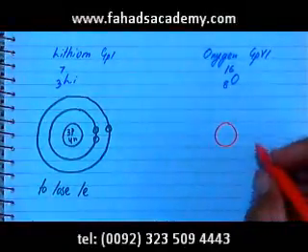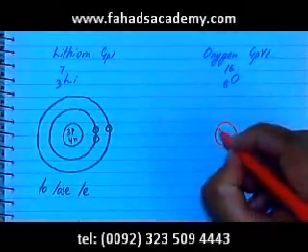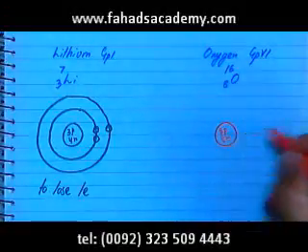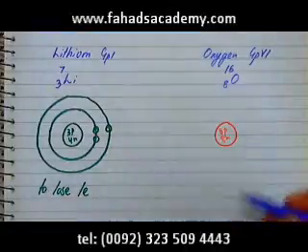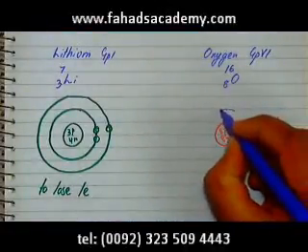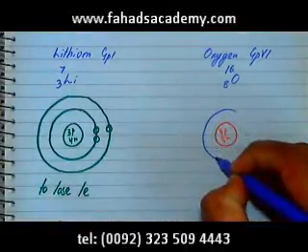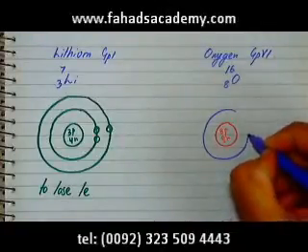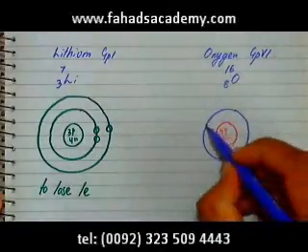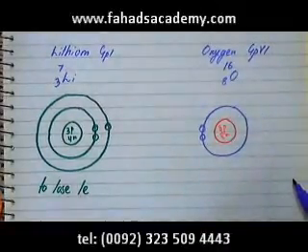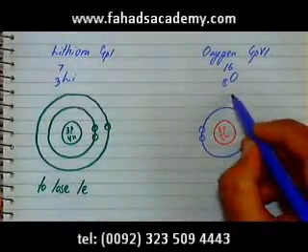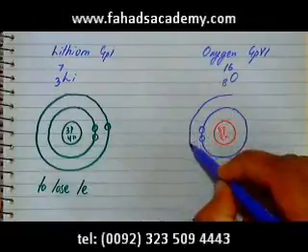And similarly, we can draw oxygen. Oxygen has 8 protons and 8 neutrons. The total number of electrons in oxygen is 8. It has 2 electrons in its inner shell and there are 6 electrons in its outermost shell.